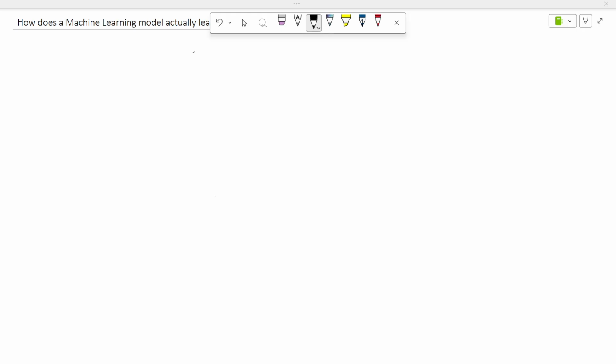So in this lecture, we will understand what learning actually means in machine learning. In the previous lecture, we understood the linear regression algorithm.